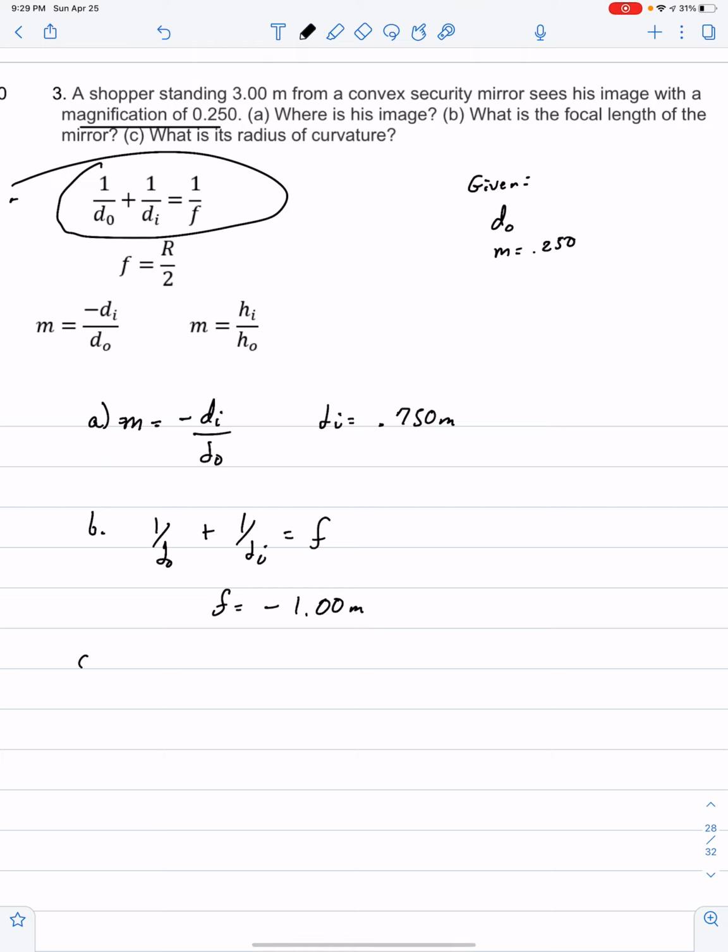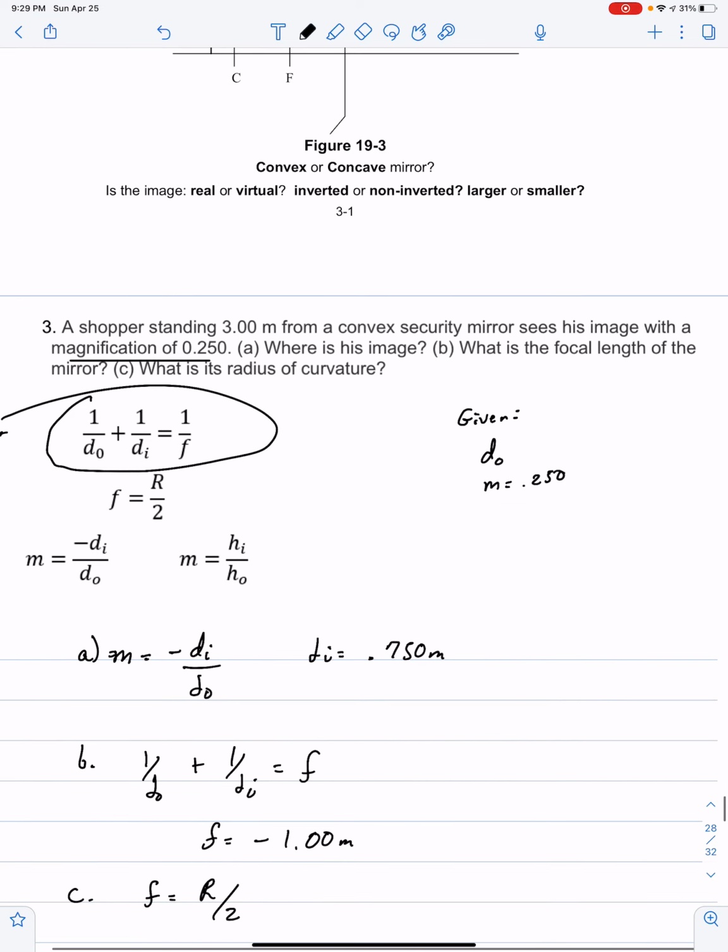And finally, for the curvature, since we have the focal point, and that equals radius over 2, the radius of the curvature is actually 2.0 meters. And that does it for the section on mirrors specifically. I have another section just focused on lenses. All right, thank you.